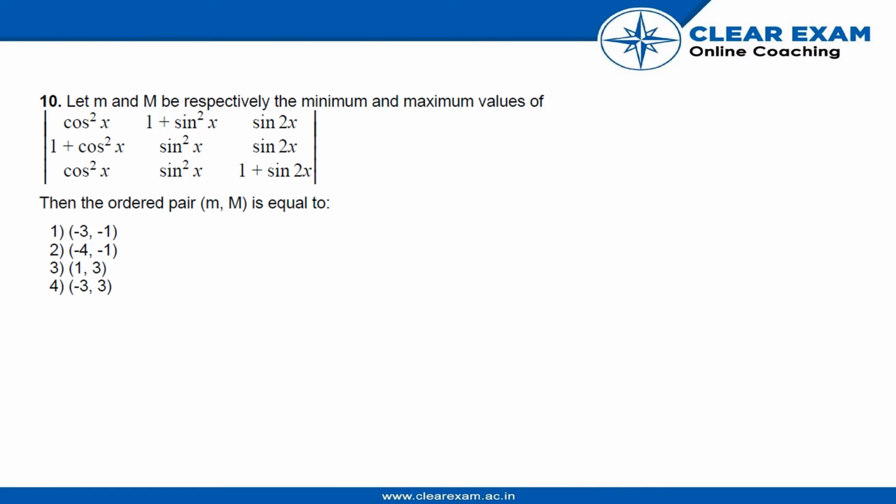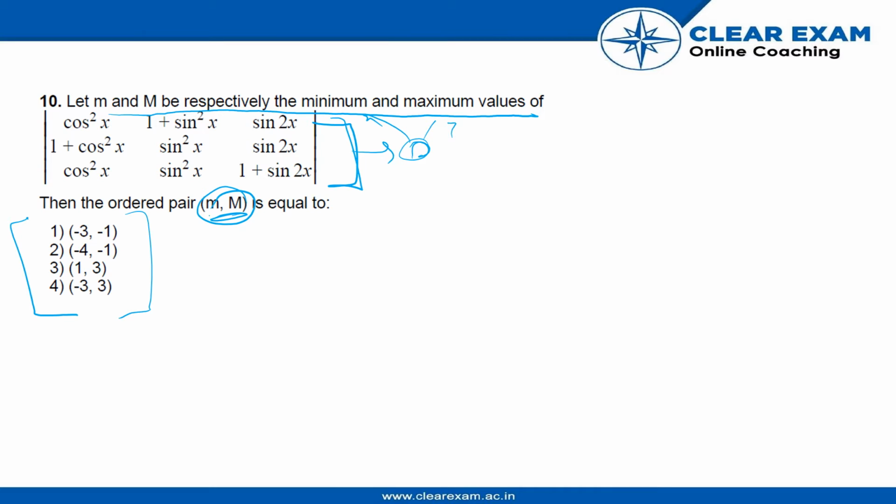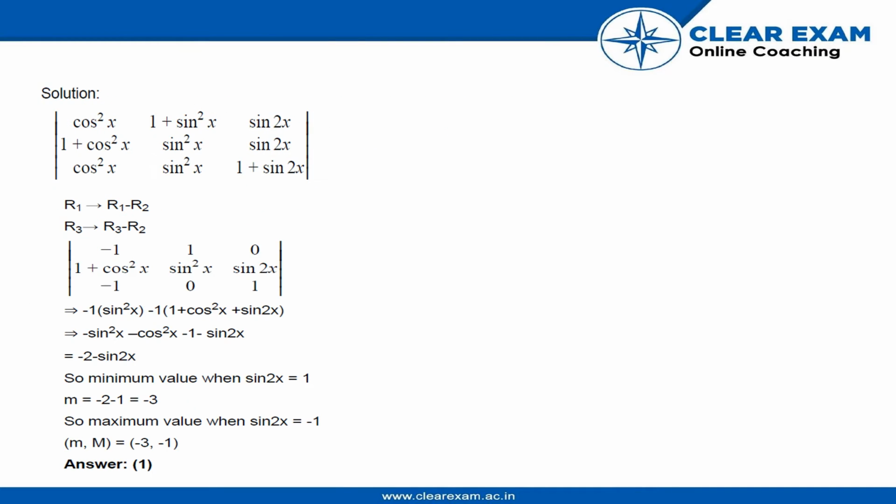Hello friends, the question is: let m and M be respectively the minimum and the maximum values, then the ordered pair of m comma M is equal to. So basically we have been given this matrix. If we find the determinant, then what will be the maximum and the minimum value of m comma M? The options have been given here. One would be the correct answer, and then we'll proceed to the solution part.